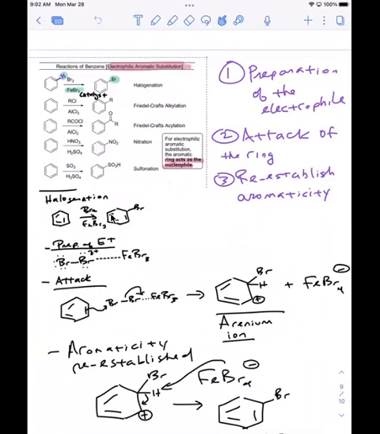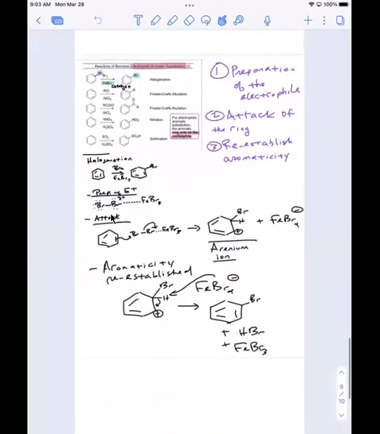All right, so the electrophilic part, let me, okay, hold up. Give me a second. Shrink this down so I can move that.